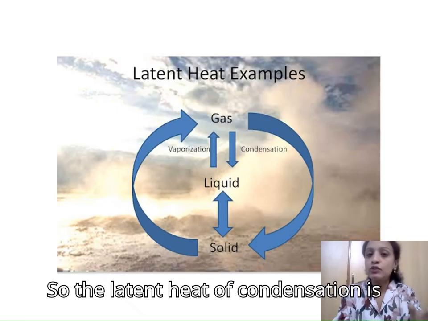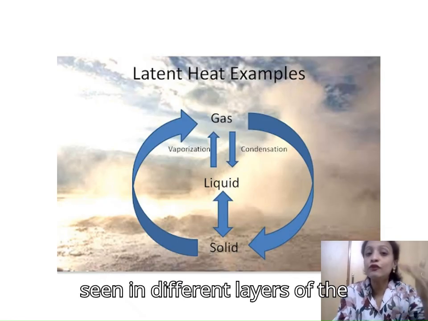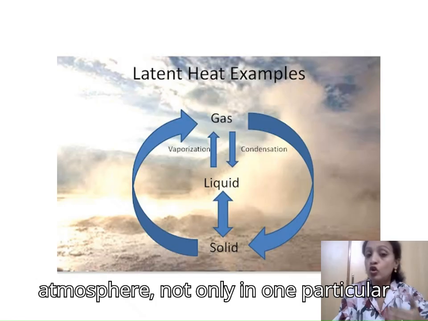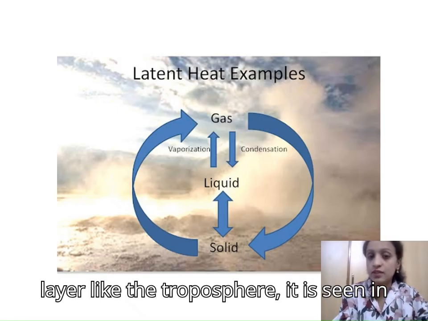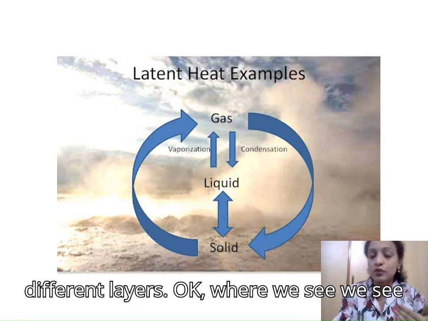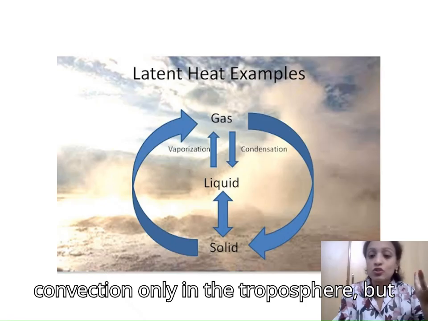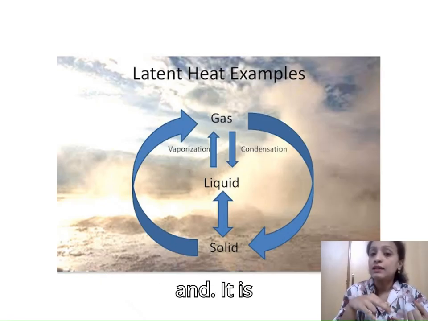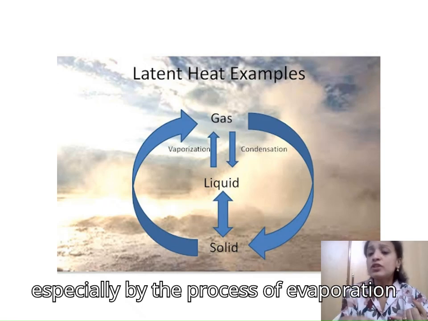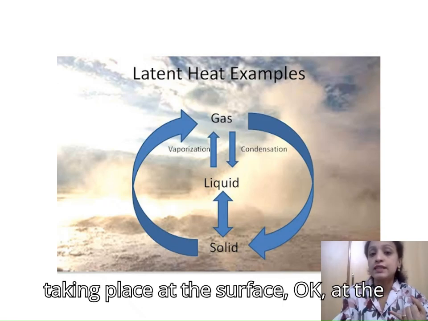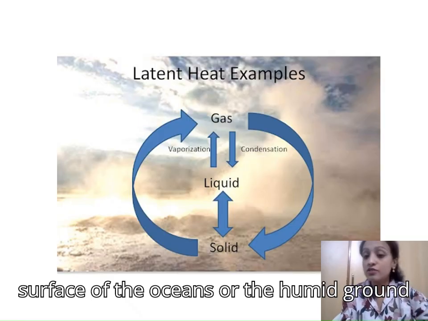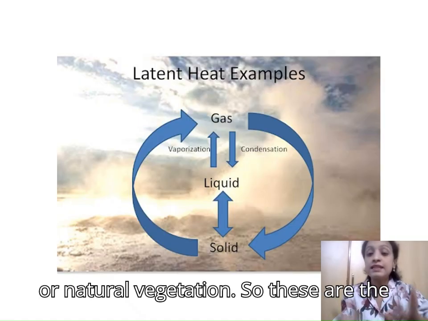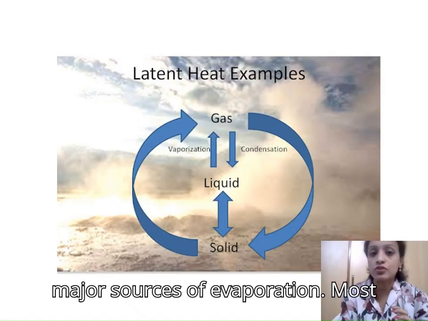Now, the latent heat of condensation is seen in different layers of the atmosphere, not only in one particular layer like the troposphere. Okay, where we see convection only in the troposphere, but this is seen in different layers, and it is especially driven by the process of evaporation taking place at the surface. Okay, at the surface of the oceans or the humid ground or natural vegetation. So these are the major sources of evaporation.